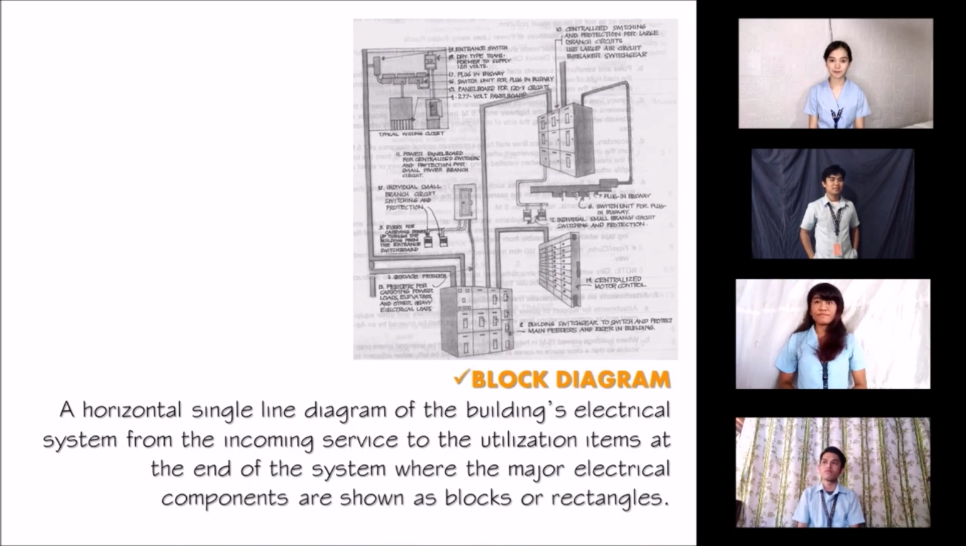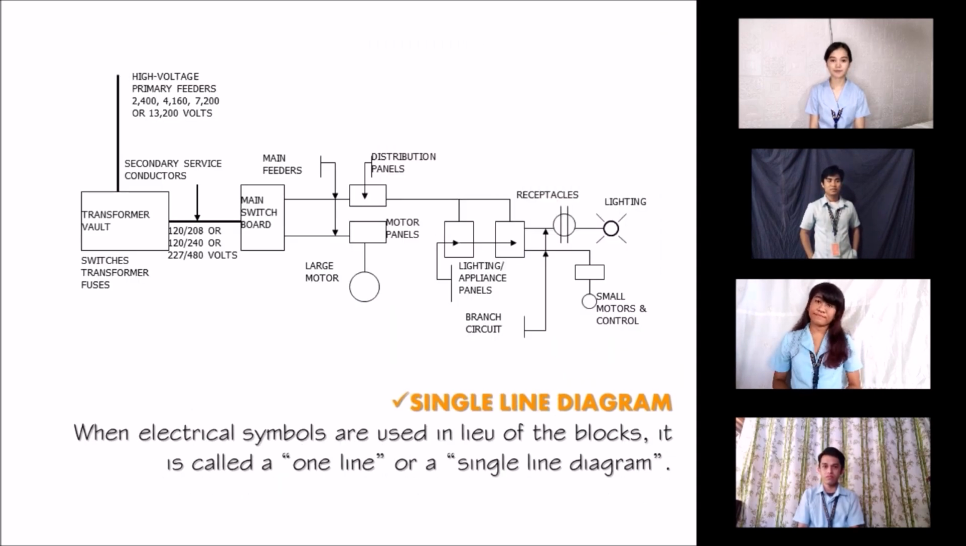Block diagram, a horizontal single-line diagram of the building's electrical system where the components are shown as blocks or rectangles. Single-line diagram when electrical symbols are used.